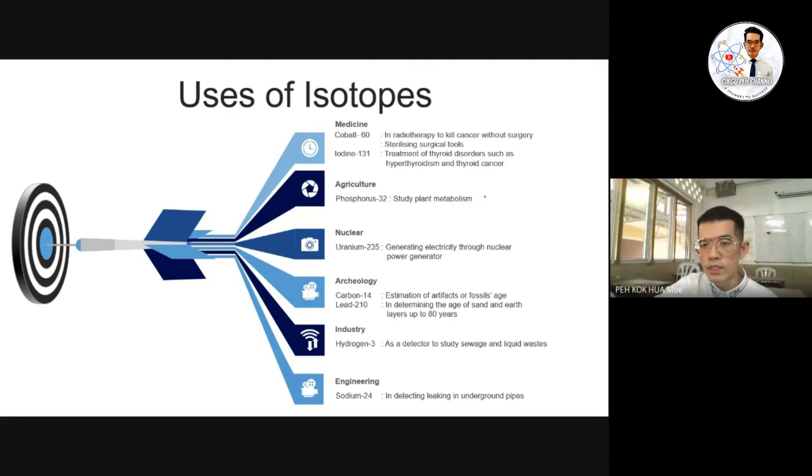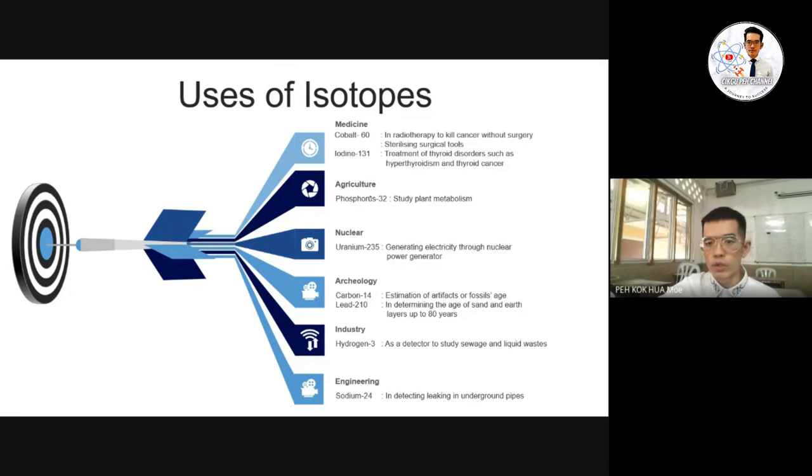Sterilizing surgical tools, so that means wanting to kill the microorganisms on the surgical tools. Then iodine-131 is used for treatment of thyroid disorders such as hyperthyroidism and thyroid cancer. So this is a treatment used by doctors, using the isotope iodine-131.